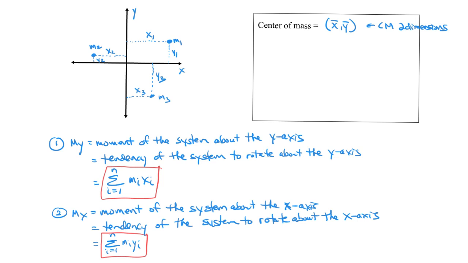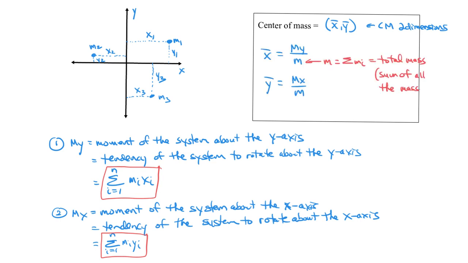So for the center of mass in a two-dimensional coordinate system, it's x bar, y bar, and x bar is equal to m sub y, which is the moment of the system about the y-axis, divided by m. Remember, m in this case is the total mass, the sum of all the masses. And y bar is just m sub x divided by m. So once again, just as a reminder, this m is the sum of all the masses, right? The sum of all the m sub i's as i goes from 1 to n, and that is equal to the total mass. Okay, so the center of mass in two dimensions for a finite number of points, x bar, y bar, looks like this. This is how we do it.